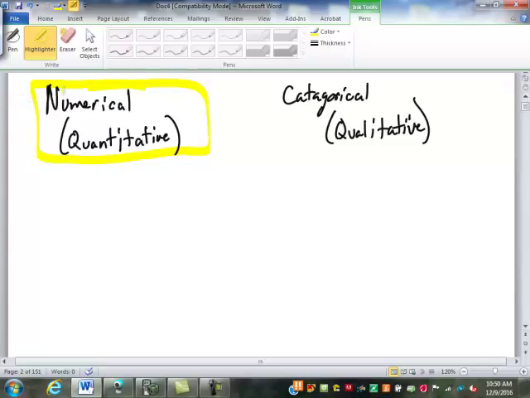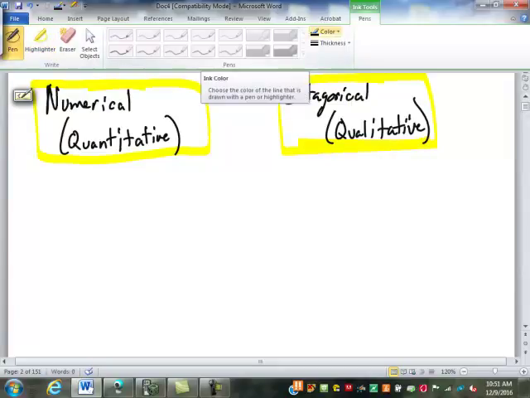It's numerical data that we're gathering. In other words, the answer to that question is a quantity, quantitative. If the answer to that question puts us into a category, then it's a categorical variable that we're dealing with. It's measuring a quality of the person, not a quantity.